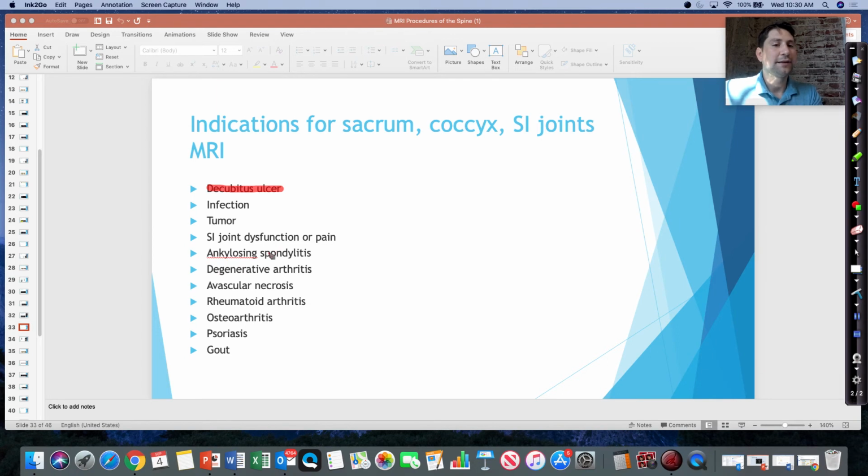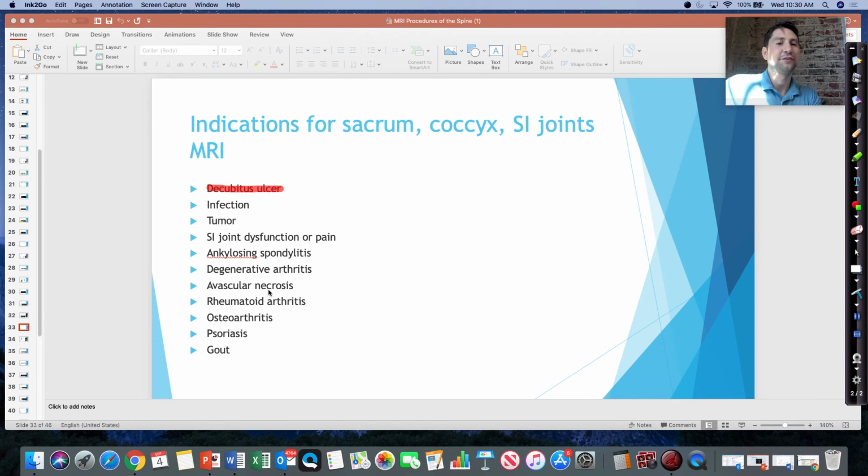Ankylosing spondylitis. Does anybody remember what that is? What's the other like slang term for it? Bamboo. What was the second word you said, Rachel? Bamboo spine. Good. So it looks very similar where all the vertebral bodies are starting to converge and fuse together, and you get that bamboo appearance of the spine.